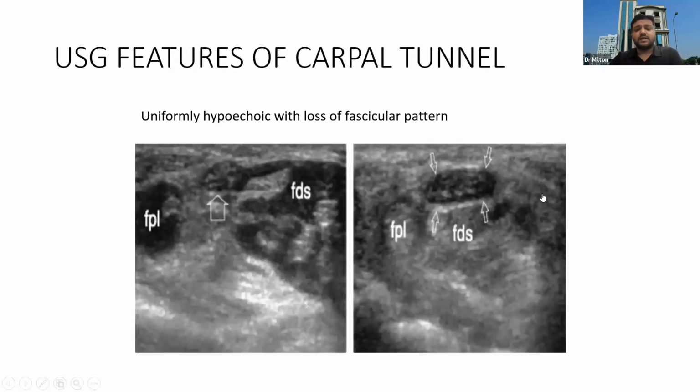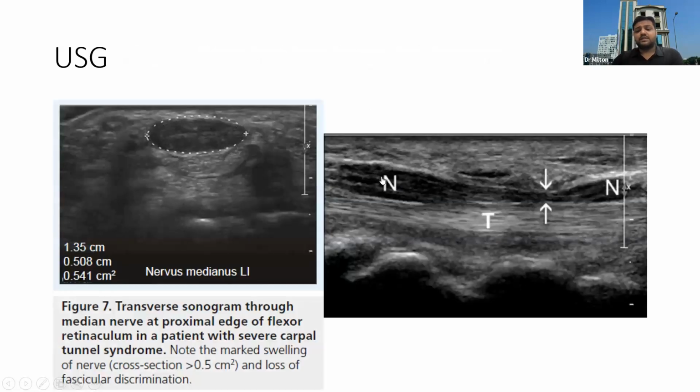So you can see here a very big hypoechoic area and a honeycomb appearance of the pattern, and also there is hypoechoic change. In the case of a normal nerve, it's not like this, because here we can see the edema there. So you can see this is the normal nerve.